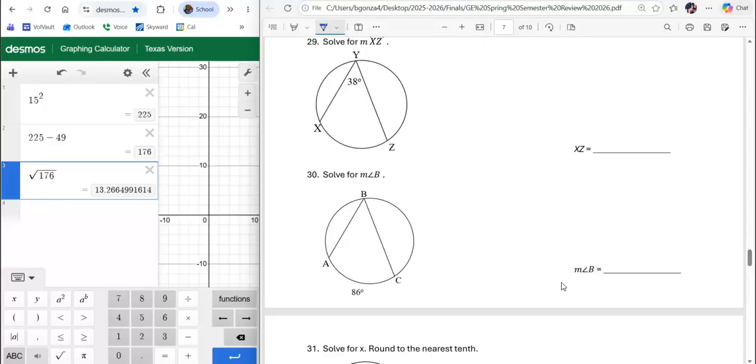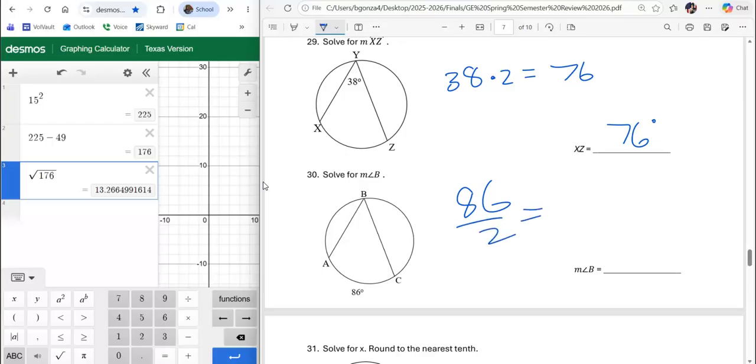Okay, remember, an inscribed angle is half of the intercepted arc, so 38 times 2 is 76 degrees. And if you're going backwards from the intercepted arc to the inscribed angle, you divide by 2, and you get 43 degrees.